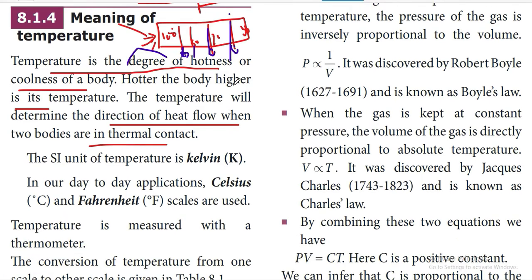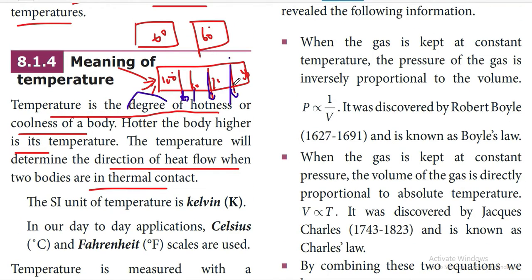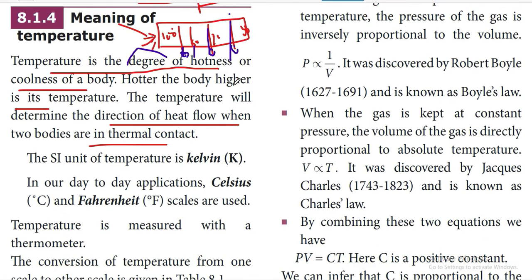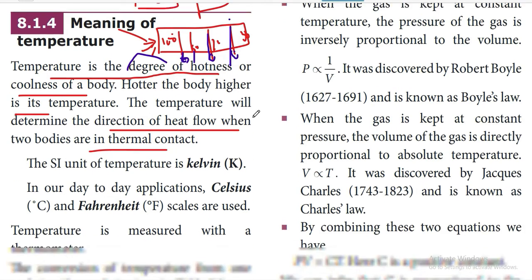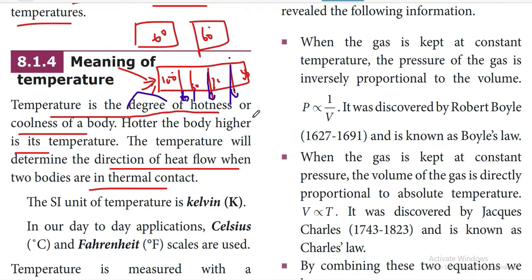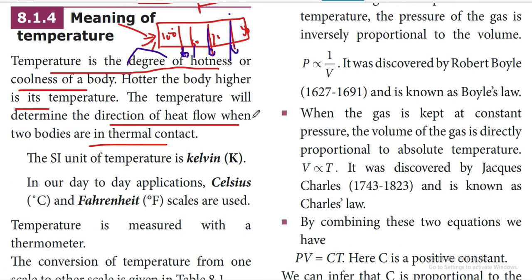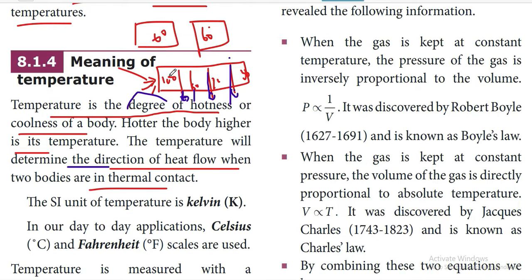Whereas heat talks about the flow of energy. That is the difference. Heat talks about the flow of energy, whereas temperature talks about the condition of heat at a particular instant or one point. There is no flow of heat taking place. But the temperature will determine the direction of heat flow when two bodies are in thermal contact. So this is one: the temperature will determine the direction.